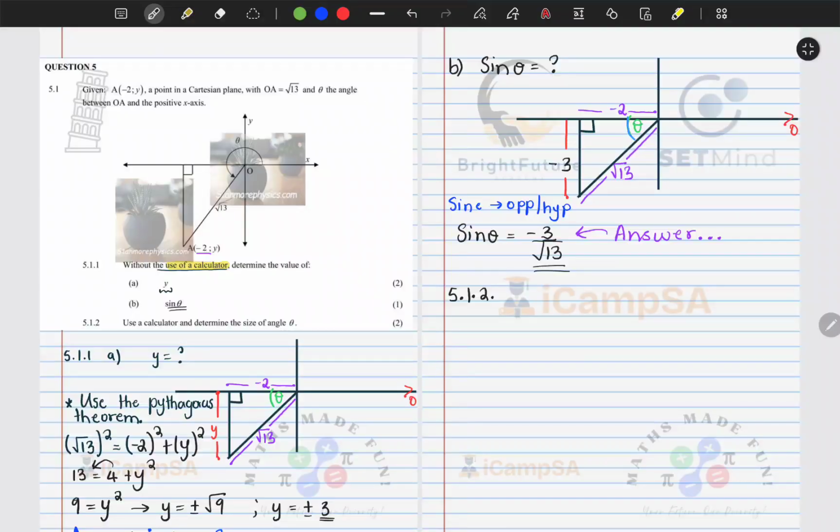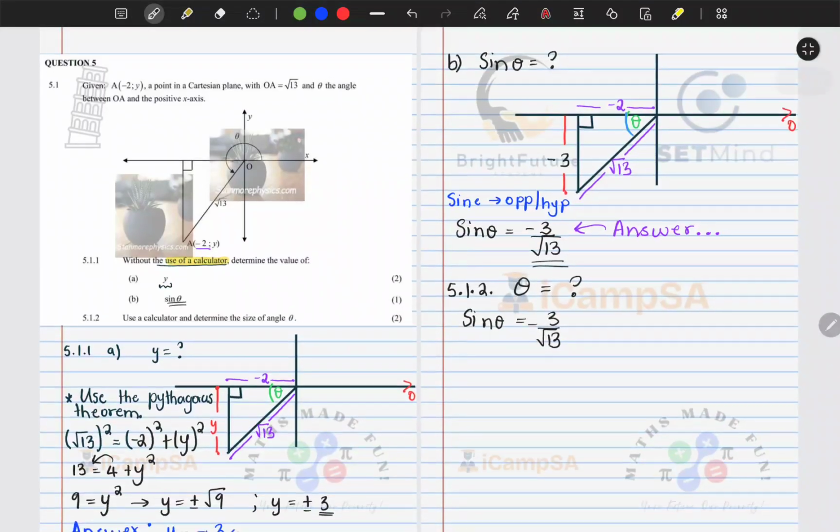And then for 5.1.2, they say use a calculator to determine the size of angle theta. So we are trying to figure out what theta is. But if you look above, we already have sine. So we have sine of theta equaling minus 3 over square root of 13.